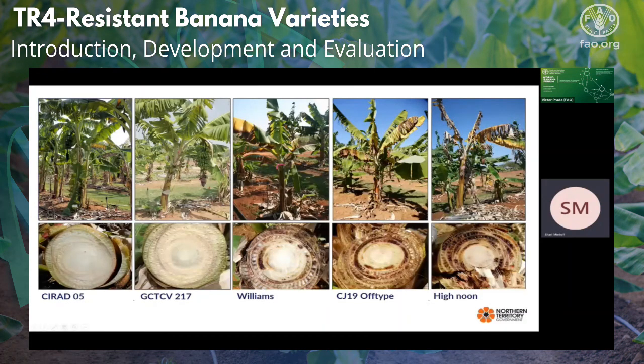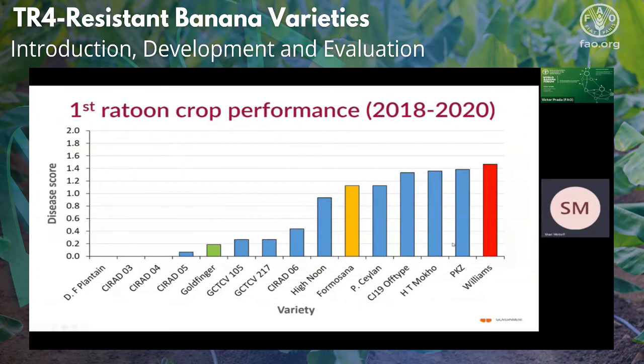To give you a brief overview of what that looks like in the field, here's an example of CRAD 5, which didn't show anything in the plant crop. With 215, only a small amount of plants showed some internal symptoms, but ultimately that looked fine, and then we got the more susceptible 215, CJ19, the off type, and the High Noon. What's interesting with the High Noon is there seemed to be some sort of recovery going on, because based on the previous graph, it was the worst performing variety. But when we go to the first return, miraculously, it moved from the end of the graph to suddenly looking a bit better than Formosana. So that's actually quite an interesting result. I'm curious to know what went on there and how it recovered.